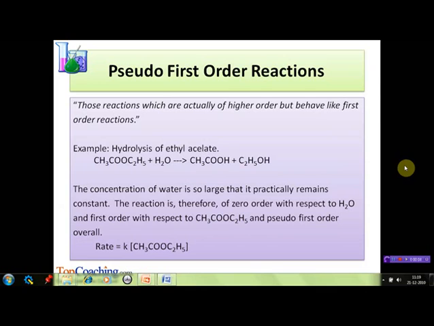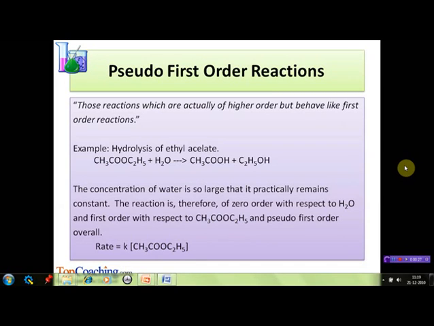We have already discussed what are zero-order reactions, first-order reactions, and second-order reactions. Now let's have a look at pseudo first-order reactions. Pseudo first-order reactions, as the name itself indicates, are those reactions which are not of first order and are actually of higher order but behave like first-order reactions.